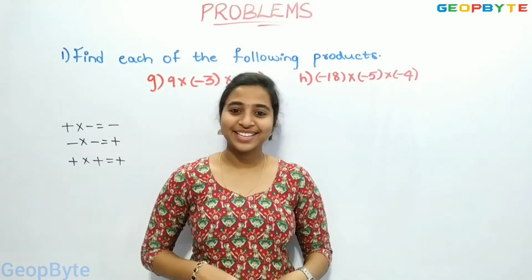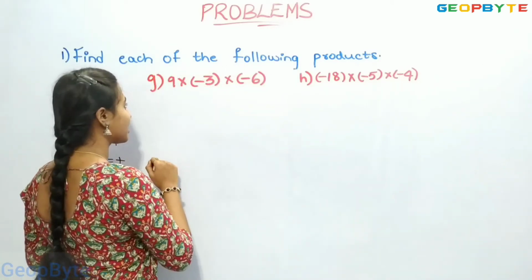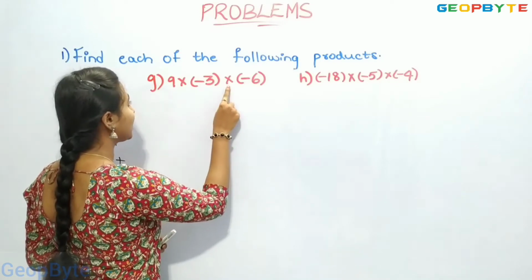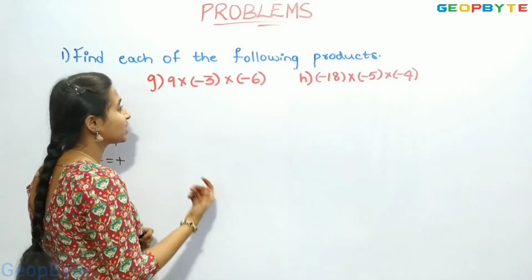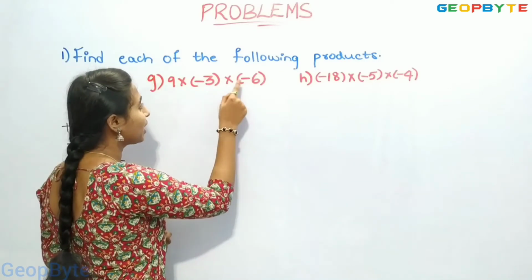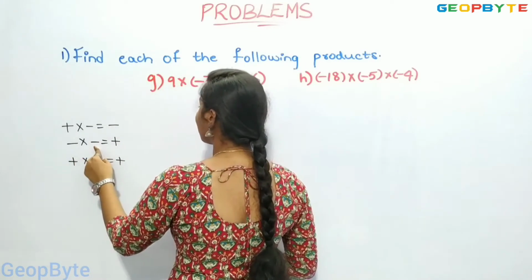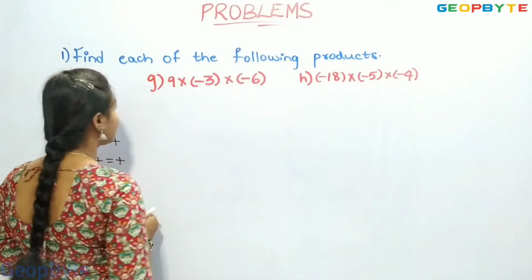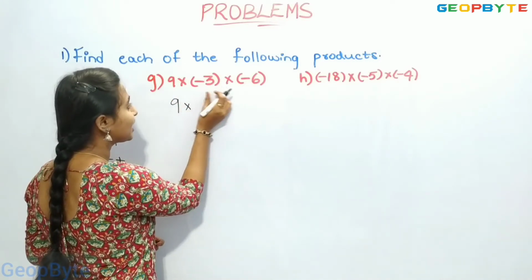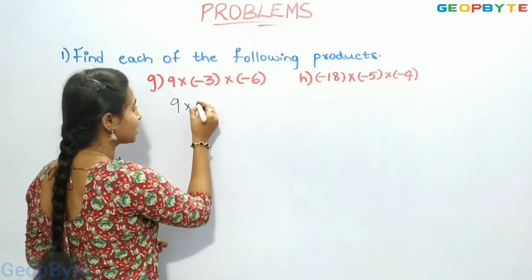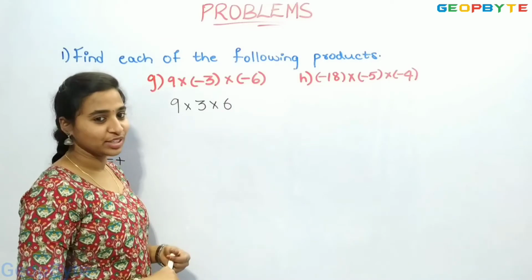Now, let us see another question. We have G bit as 9 into minus 3 into minus 6. If you observe, we have the same condition, minus into minus, as in the previous problems. That is minus into minus is plus. Let us write 9 as it is into this minus 3 into minus 6 becomes 3 into 6, that is, now all are positive integers.